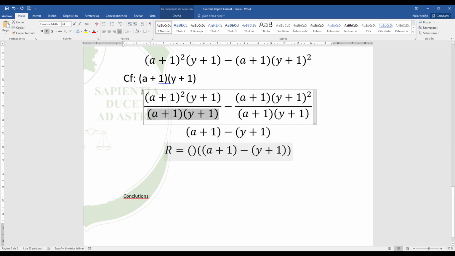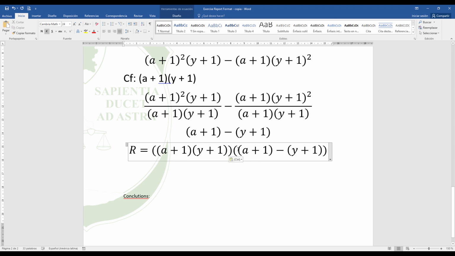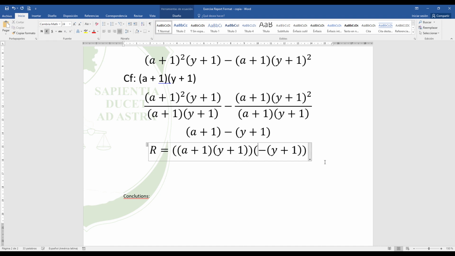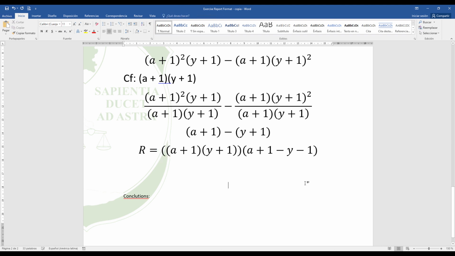Remember, the common factor was that. But check here, you can do that. You can get out of that parenthesis, and you can get out of that parenthesis. But you need to change here the sign. So this is plus 1 minus 1, so you eliminate that one. So this is the result of that exercise.